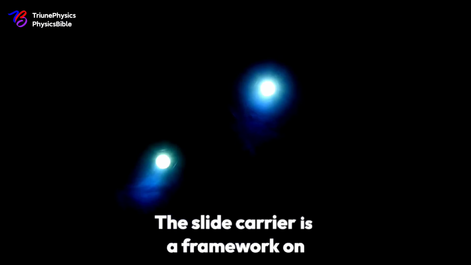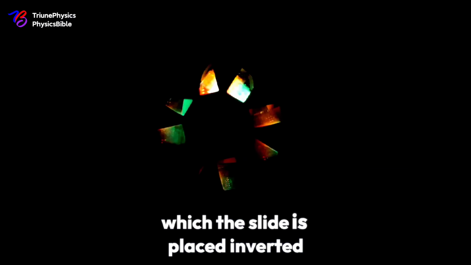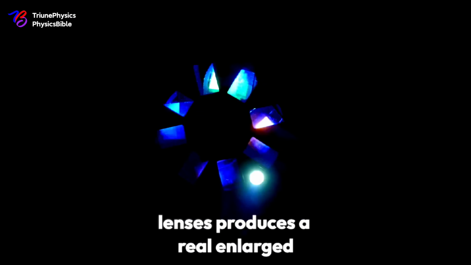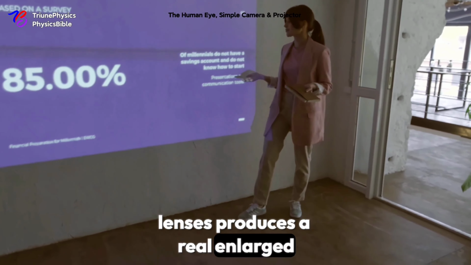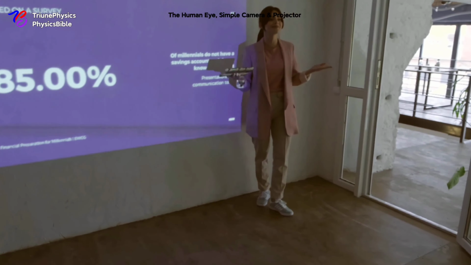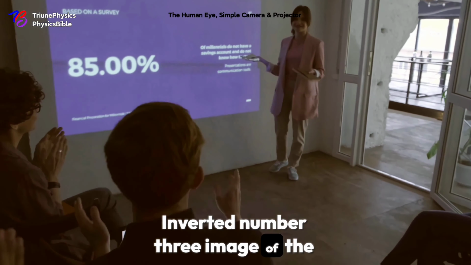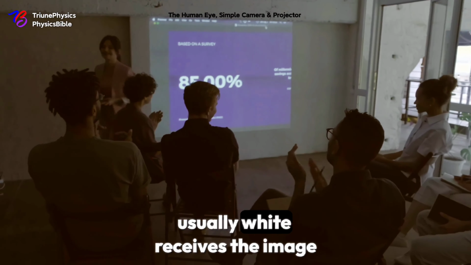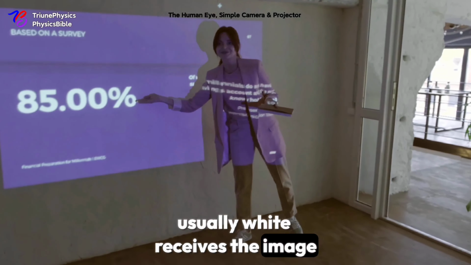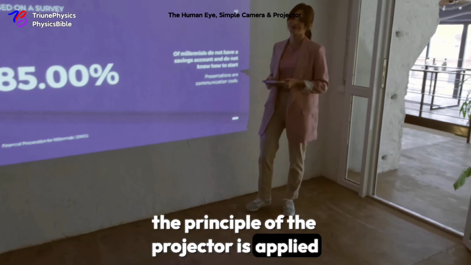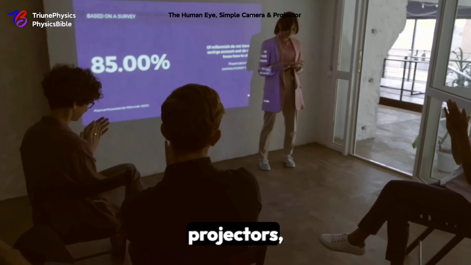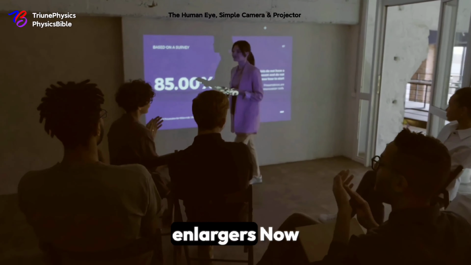The slide carrier is a framework on which the slide is placed inverted so that it can appear upright on the screen. The projection lenses produce a real, enlarged, inverted image of the slide and focus it on the screen. So the screen, usually white, receives the image. The principle of the projector is applied in, number 1, cinema projectors. Then we have photographic enlargers.